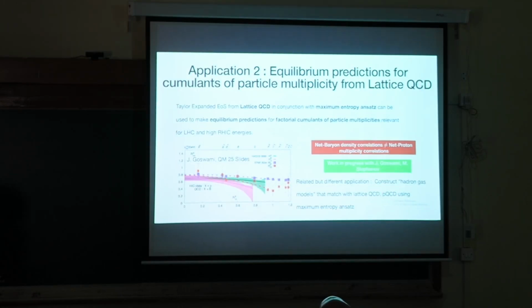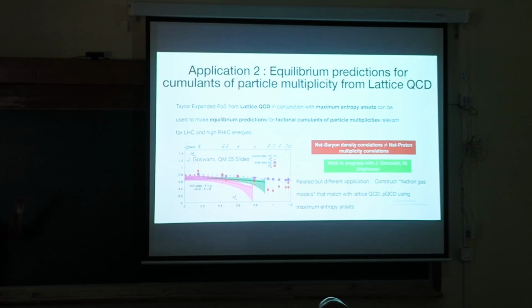cumulants of particle multiplicities. The second application is to get an equilibrium prediction for cumulants of particle multiplicities from lattice QCD. So traditionally, when we think of lattice QCD and heavy ion collisions, they look very different because the observables in heavy ion collisions are not thermodynamic variables, and in lattice QCD you do not have quantum numbers for these protons and other particle species that you're interested in. So it seems like lattice QCD can never determine these particle multiplicities directly from first principles.